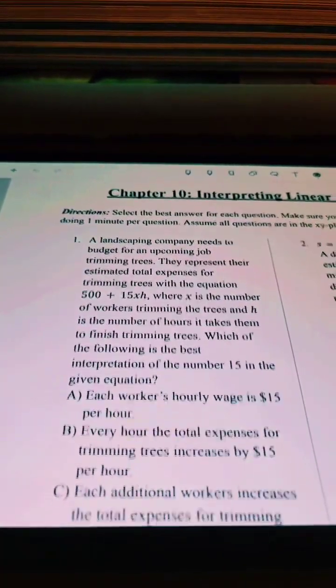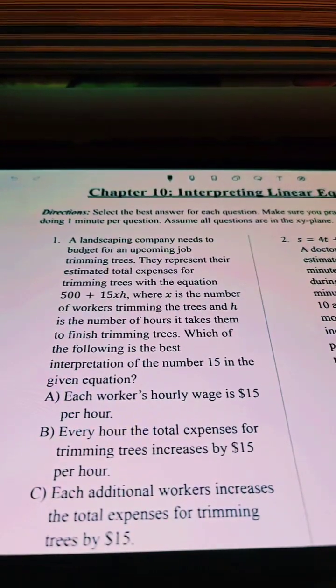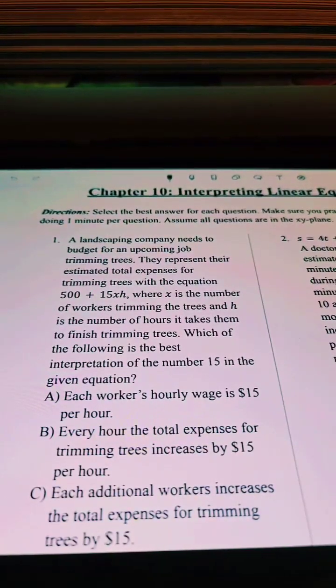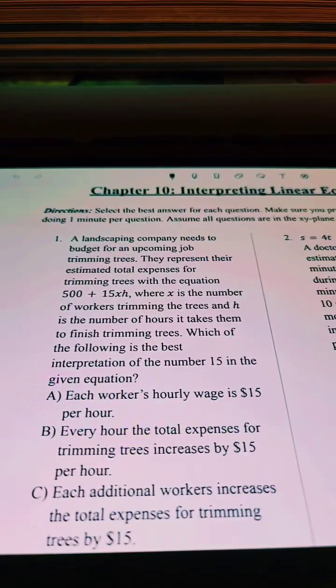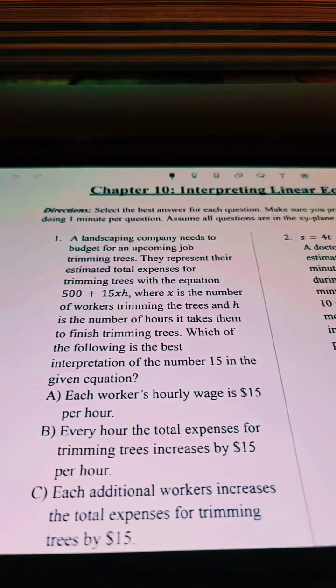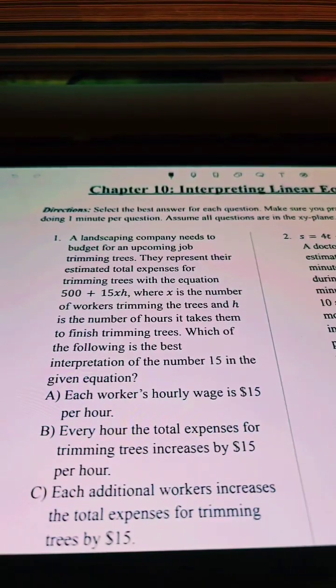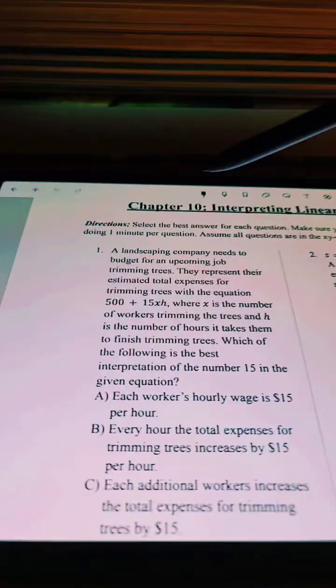So let's start with number 1. It says a landscaping company needs to budget for an upcoming job trimming trees. They represent their estimated total expenses for trimming trees with the equation 500 plus 15xh, where x is the number of workers trimming the trees and h is the number of hours it takes to finish trimming trees. Which of the following is the best interpretation of the number 15 in the given equation?